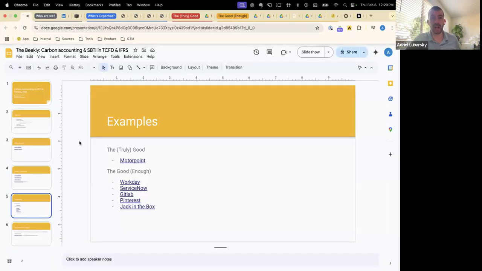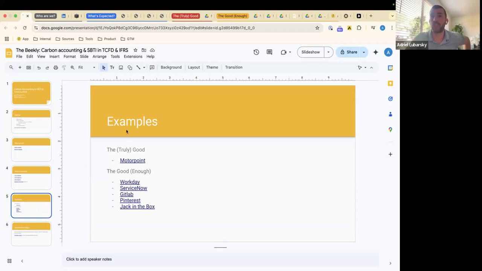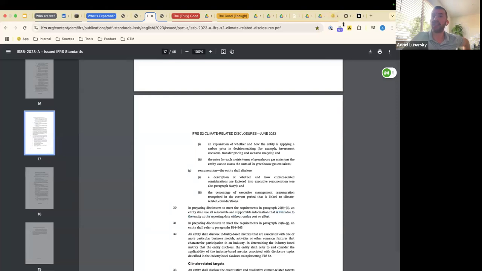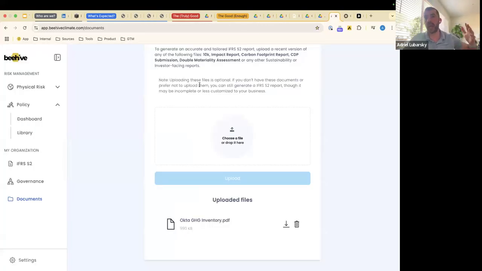So I'll pause there. Well, I won't necessarily pause, but if you guys have questions about any of these examples, or how to think about carbon accounting or setting a science-based target, and whether it's good or bad, or what I'm seeing, how this shows up in reports, or we can dive more into the rules of the IFRS, we can do that. But until I see a question pop up, I will show you how Beehive can help with this.